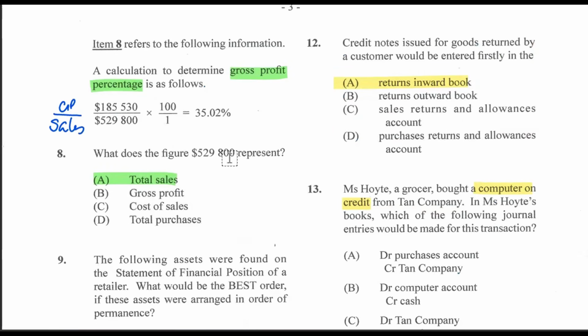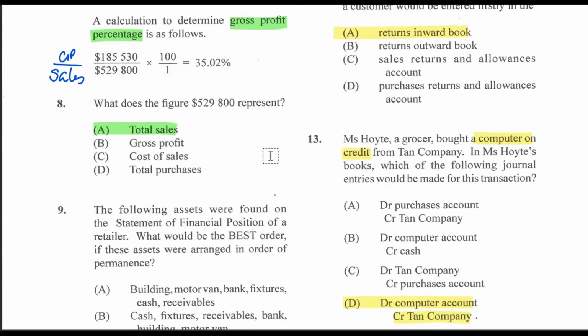What does the figure 529,800 represent? So they gave us a little formula up here. Item 8 refers to the following information. A calculation to determine gross profit percentage as follows: 185,530 divided by 529,800 multiplied by 100 to give us 35.02%. What does the figure 529,800 represent? This is a formula to show gross profit percentage, which is gross profit divided by sales, therefore E, sales.